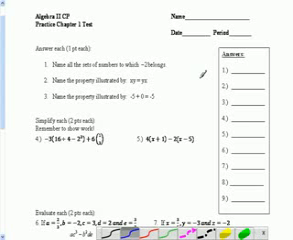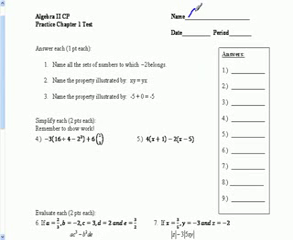All right, this is the practice chapter 1 test, and I am the amazing Mr. Jansen. So if we take a look at the first one, it says, name all the sets of numbers in which negative 2 belongs. We're going to start at the top.